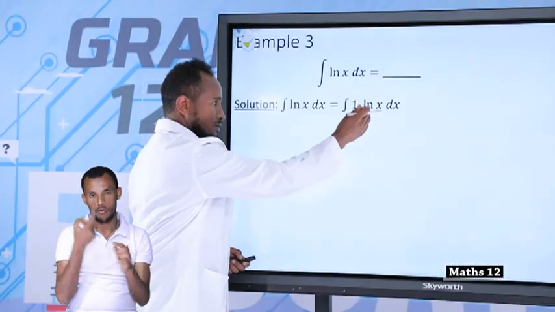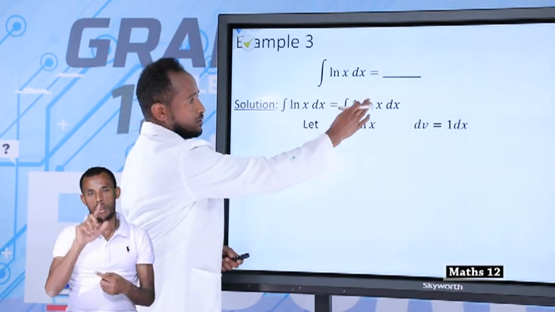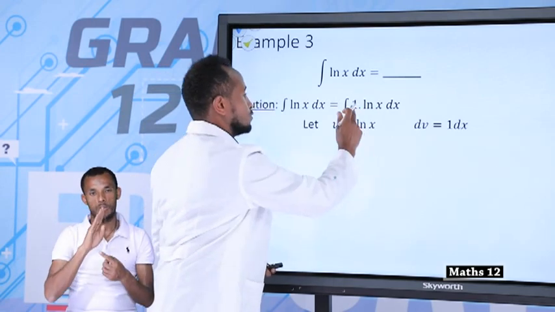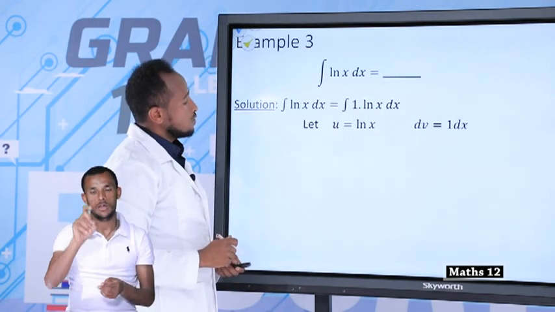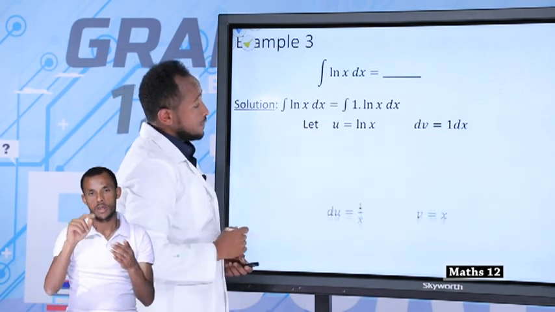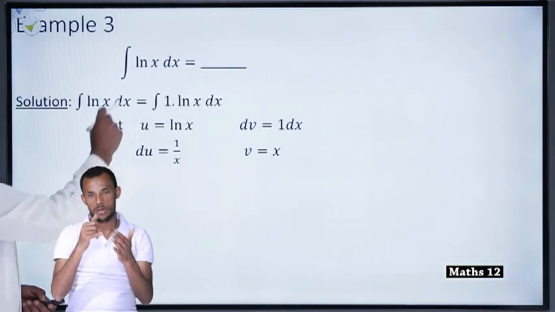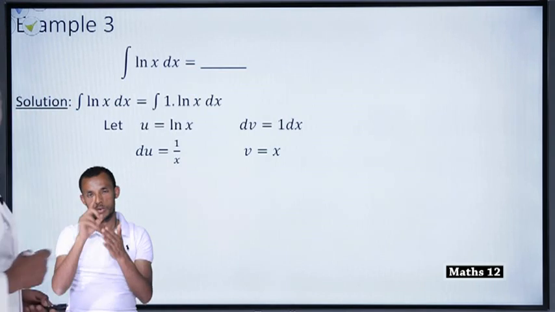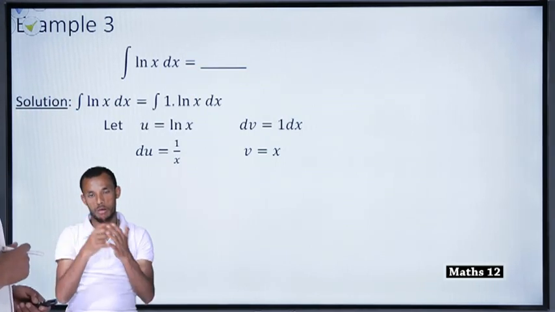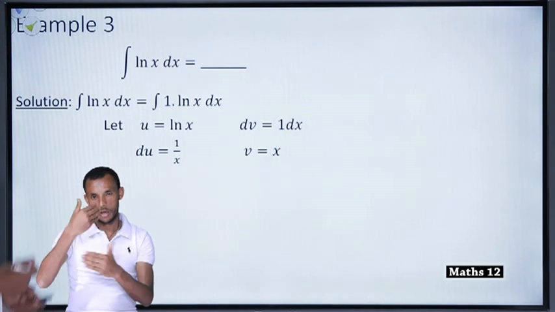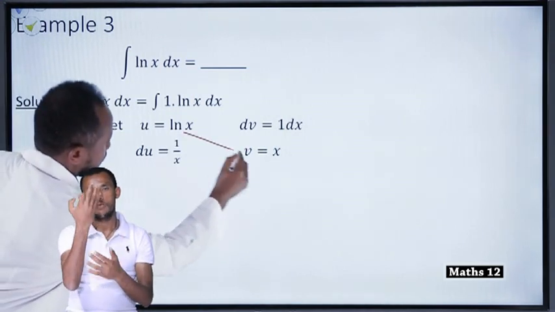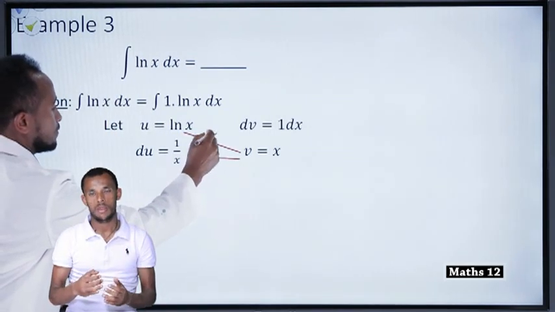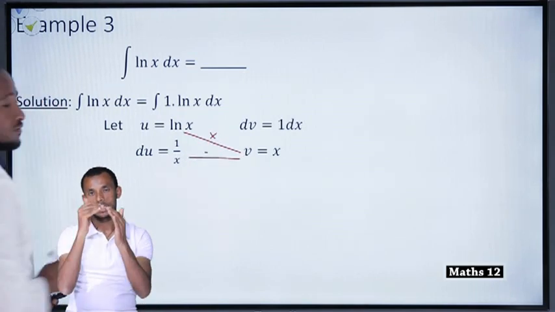So from this, let u be ln x, and dv be the other part, 1 times dx. From this you can find the derivative of u, which, as you remember, is 1 over x, and the antiderivative of 1 is x. Next, apply the formula. The formula for integration by parts is to multiply these two and subtract the integral of the product of the other two.